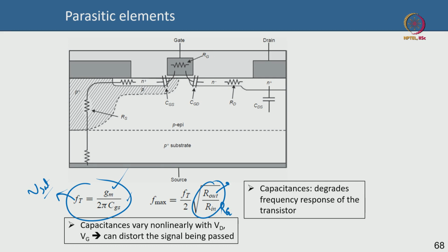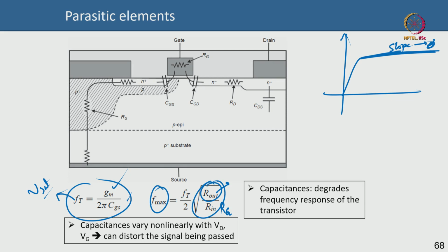So the output resistance should be as high as possible, which means in the IV the saturated curve should be as flat as possible, this slope should be as close to 0 as possible, then 1 by slope is infinity. So, that R out is infinity, so that Fmax will be, I mean, as large as possible is better.